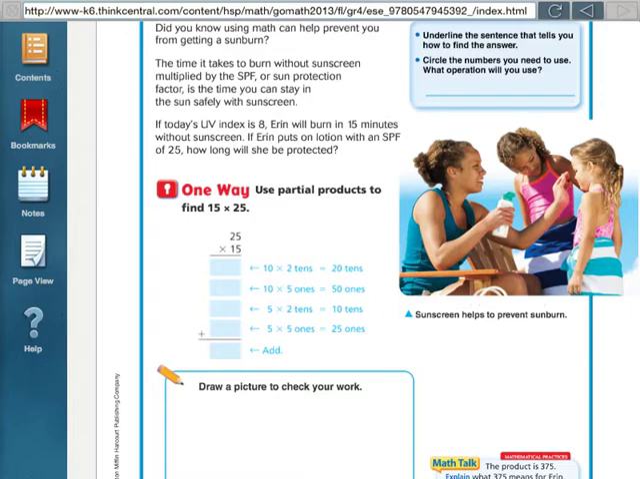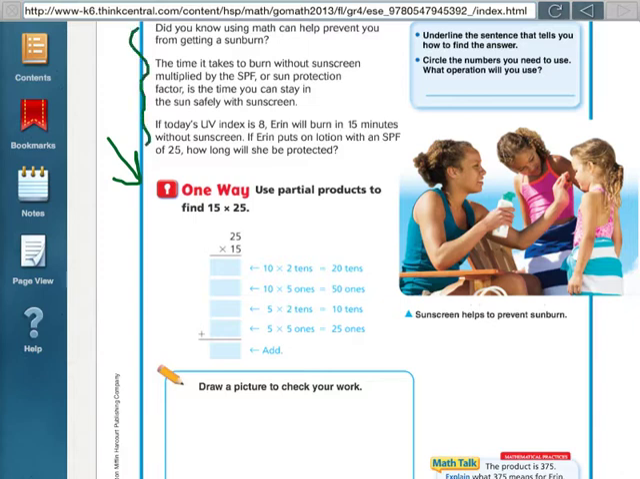Lesson 3.6 is called Choose a Multiplication Method, and basically it's a review of all the other lessons that we've done so far in Chapter 3. So we're reviewing a couple different ways in this lesson to solve multiplication problems. We're going to first review the partial product way, and then we'll go over regrouping, or the traditional way.